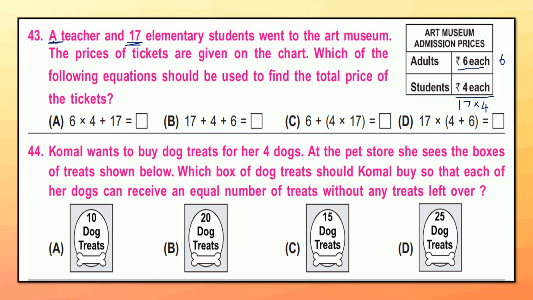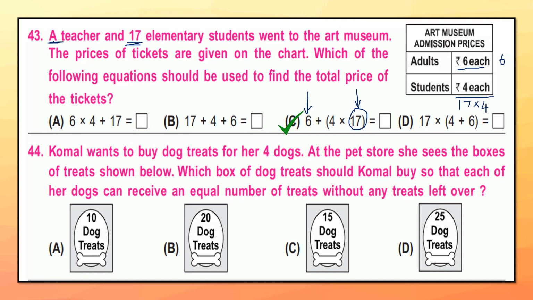So the correct equation that will be used to find the total price of the tickets would be option C, 6 plus 4 into 17. Because there is just one adult and there are 17 elementary students. So it is 6 plus 4 into 17.